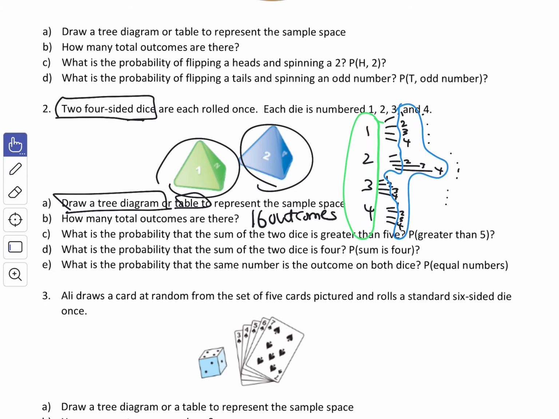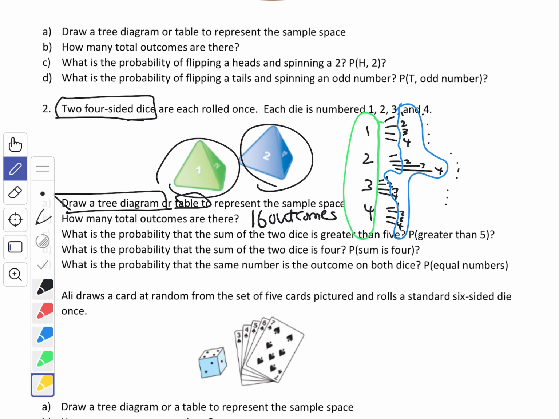What is the probability that the sum of the two dice is greater than 5? The sum has to be greater than 5, not 5, so I'm gonna circle the ones that add up to 5. 1 plus 1, no. 1 plus 4, no. 2 plus 2, 2 plus 3, no. 2 and 4, there's 1 here. 3 plus 3 and 3 plus 4, so there's 2. 4 plus 2, 4 plus 3, 4 plus 4. So there was 1 here, 2 here, and 3 here. There are a total of 6 out of 16 outcomes for that one.